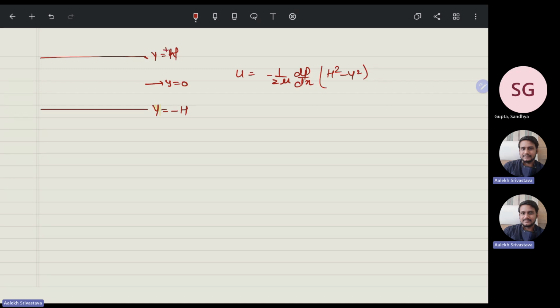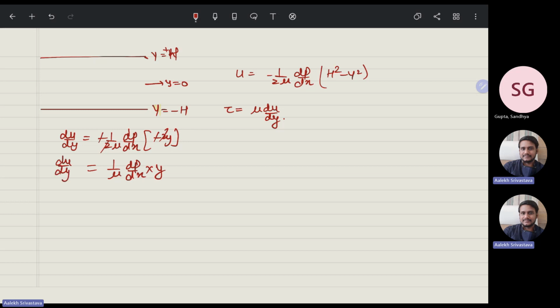Now you may need to find the shear stress. As you can see, shear stress tau is equal to mu du by dy. If I differentiate this velocity profile, du by dy is equal to minus 1 by 2 mu dp by dx into minus 2y. So this term will go away and this 2 will go away. So it is 1 by mu dp by dx into y.